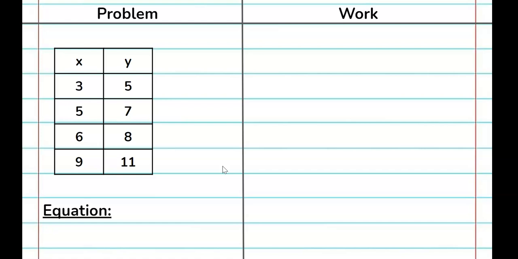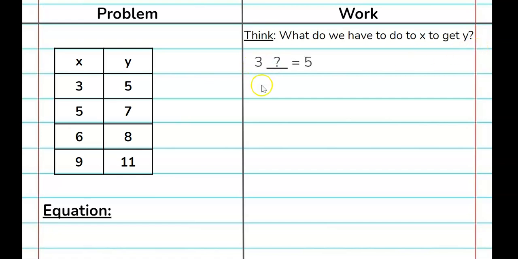We are going to try to figure out what equation we could use with this function table. What do we have to do to X to get to Y? So that's what we're going to be thinking right here. What do we have to do to X to get Y? So I think it helps to look at it like this. If this first X is 3, what can we do to that X to get this first Y, 5? So I'm looking at 3 and 5. Well, I know 5 is greater than 3, so maybe I could add. Well, what would I have to add? 2. So I would write 3 plus 2 equals 5.